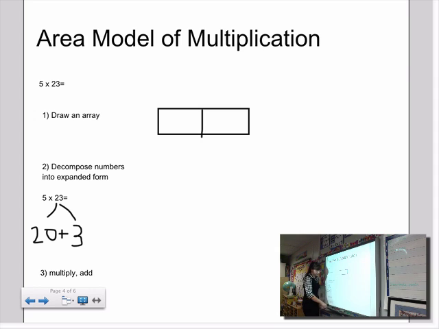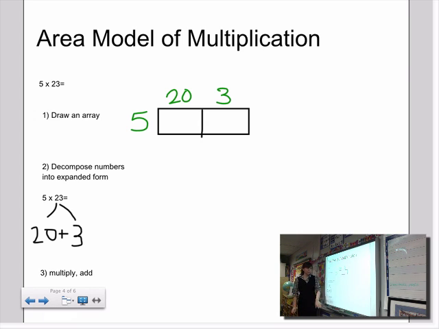Now that I have 20 plus 3, I am ready to set up the rest of my array. I have 20 and 3 to represent the number 23, and I have the number 5. This is how I am going to show my work to solve the double-digit multiplication problem, 23 times 5. Now I'm ready to multiply.